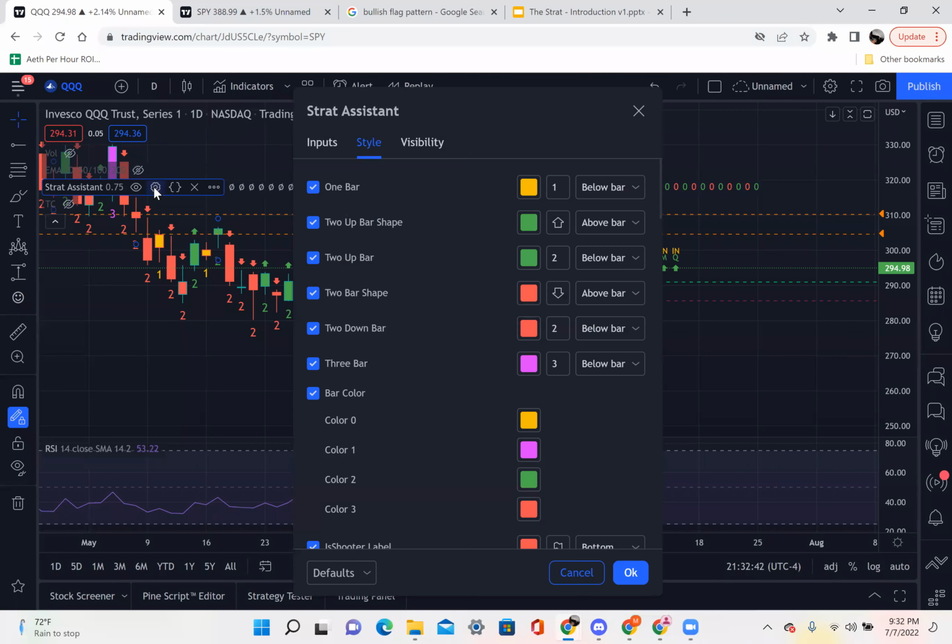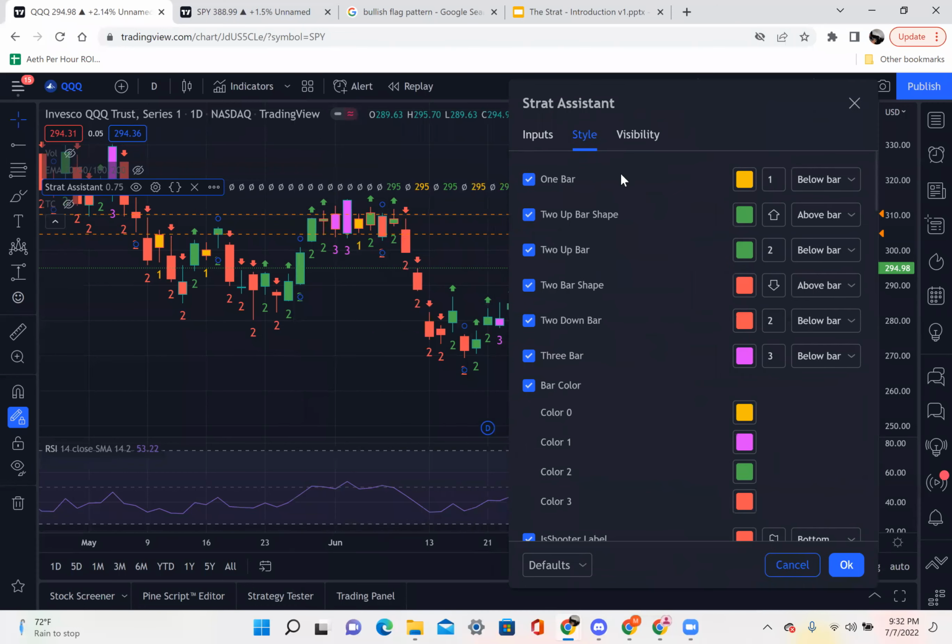Strat Assist, you'll go to the settings, right? I don't really utilize this one, so just give me a second here. So the 1 bar, well, everything is self-explanatory. The 1 bar, you change everything to whatever colors you want. It's literally how I was just doing the one that I was doing, right? But this one has a little more extra perks, right?